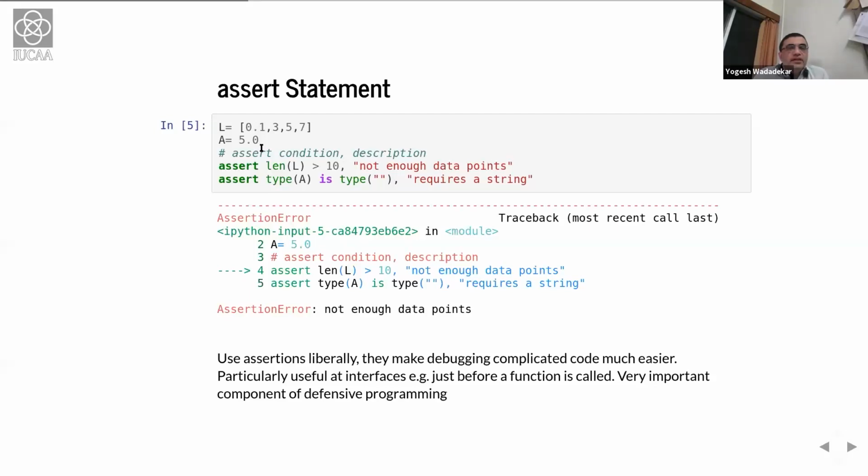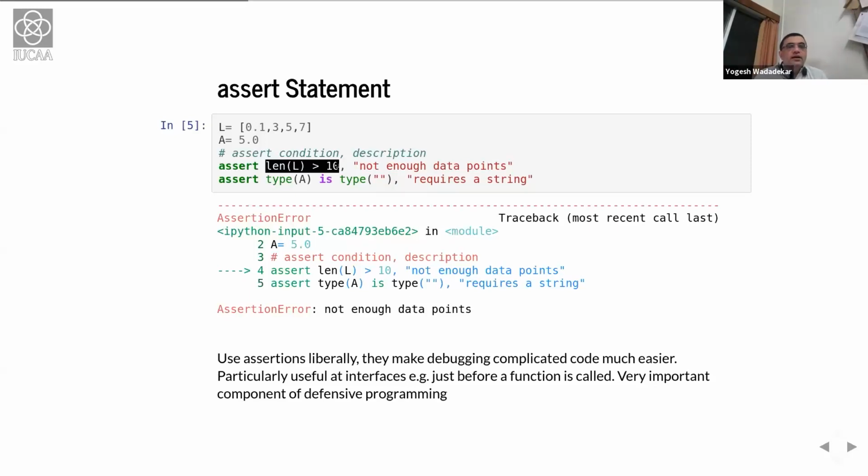Now we come to the assert statement. What does the assert statement do? It has two parts. It says assert and then some condition, something that will evaluate to true or false. If it evaluates to true, then nothing happens. The program goes on. However, if it evaluates to false, the program stops and gives an assertion error.